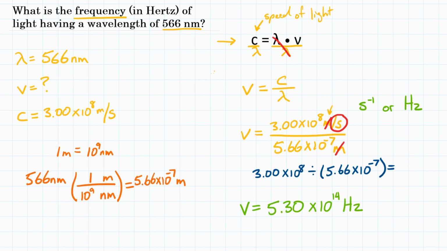If you didn't get times 10 to the 14th, if you got some other power there, make sure that again the bottom of your fraction is all together. Otherwise, your calculator may change your order of operations. Okay, so final answer. What is the frequency in Hertz of light having a wavelength of 566 nanometers? That would be 5.30 times 10 to the 14th Hertz.